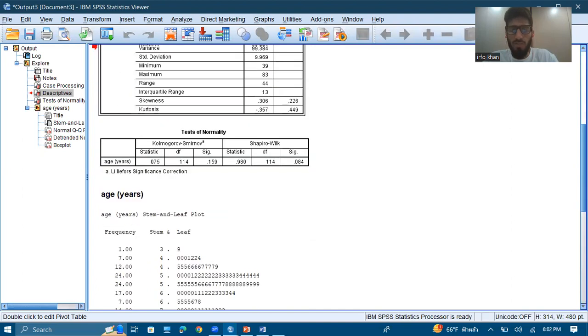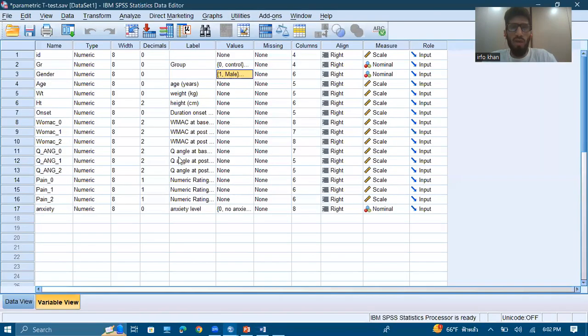Now come to the tests of normality: the Kolmogorov-Smirnov and Shapiro-Wilk tests. Here we compare the significance value. According to statisticians, if the p-value is greater than 0.05, the data passes the assumption of normality. Here 0.15 is greater than 0.05, so it passes. The same for the Shapiro-Wilk test: it is 0.08, which is also greater than 0.05, so it passes the assumption of normality. So our data is normally distributed.